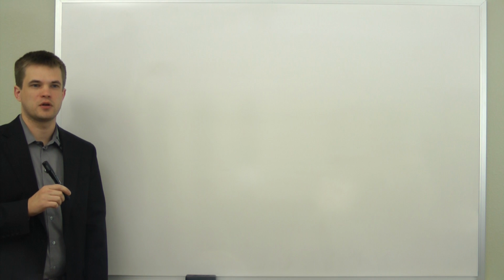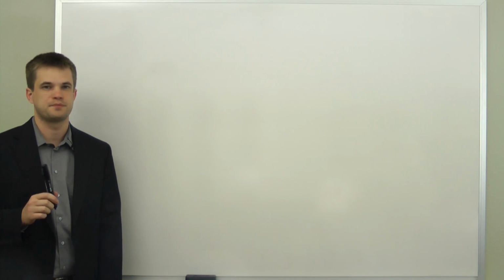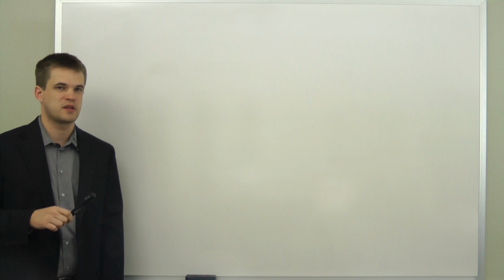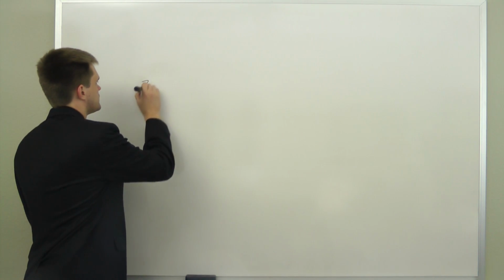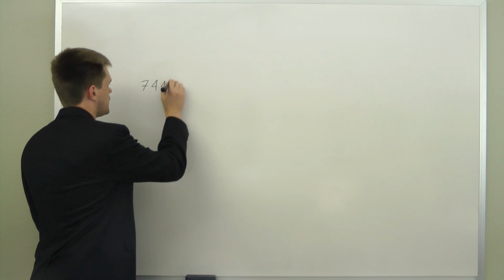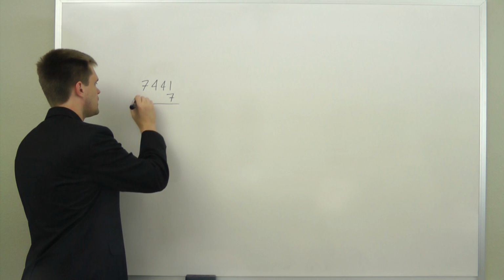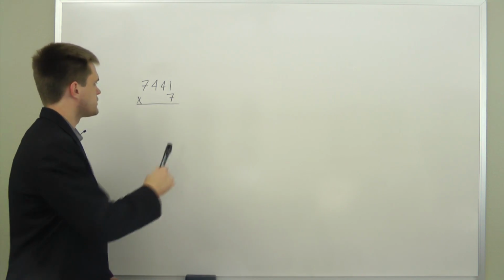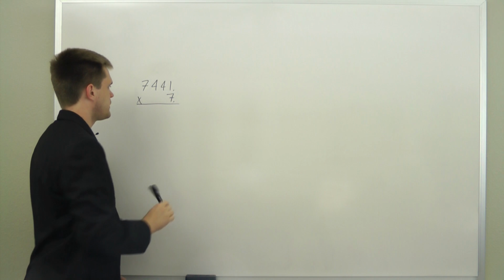In this video, we're going to look at the last two of the basic operations, multiplication and division. So to start with, let's take the case of integers. Let's take 7441, and let's multiply it by 7. All right, so we want to line up the two numbers at where the decimal point would be, right there.